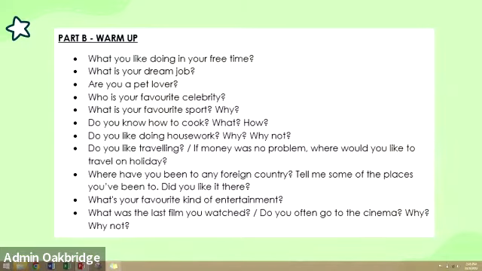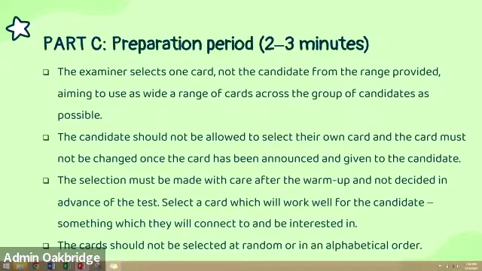So just have a look at these questions here. These are just samples. Not all of it will be asked, just about 5 to 6, depending on how long and how much you share about yourself. Okay, so clear with part B for now. Moving on to part C.